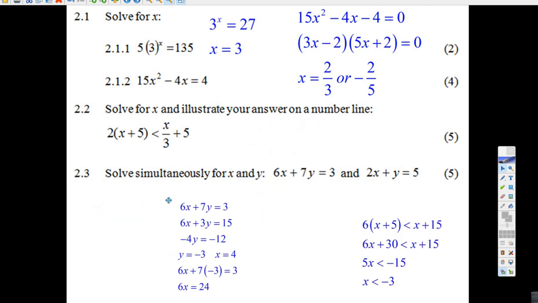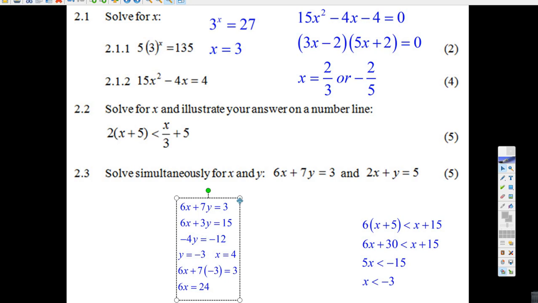Okay, let's look at this solving simultaneously for x and y. We've got 6x plus 7y equals 3. 2x plus y equals 5. Do you know you can take away 2x from both sides here, and y will equal 5 minus 2x. Now, if y equals 5 minus 2x, you could rub out that y, put a bracket, and put in 5 minus 2x. Multiply it out and solve it all.